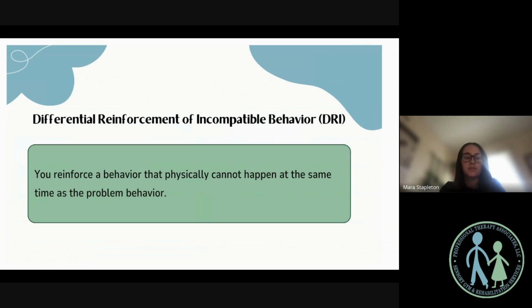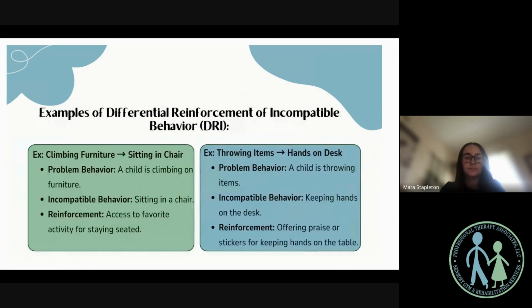Next, we're going to move on to differential reinforcement of incompatible behavior, or DRI. You can reinforce a behavior that physically cannot happen at the same time as the problem behavior. So these are some examples of DRI. An example would be climbing on furniture, and the alternative would be sitting in a chair. So the problem behavior is a child climbing on furniture, and then the incompatible behavior is sitting in a chair. And then you would reinforce by giving access to a favorite activity for staying seated.